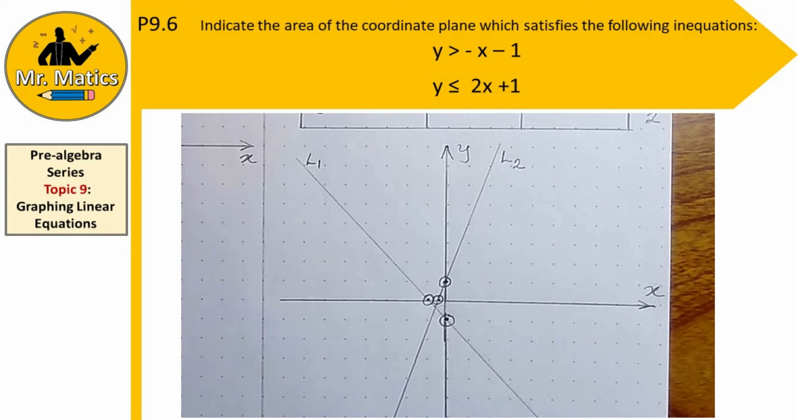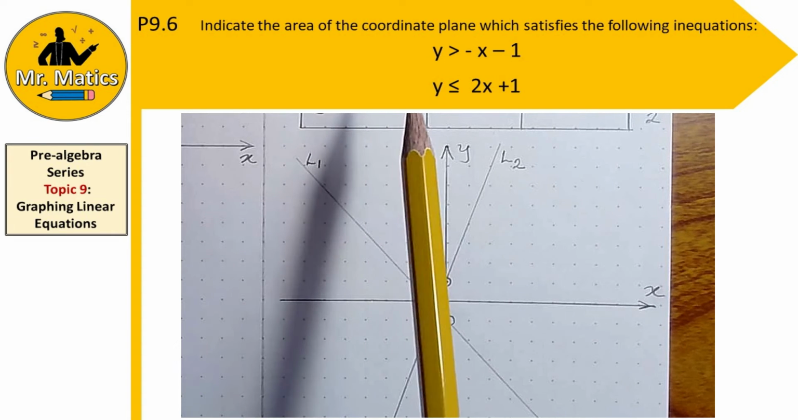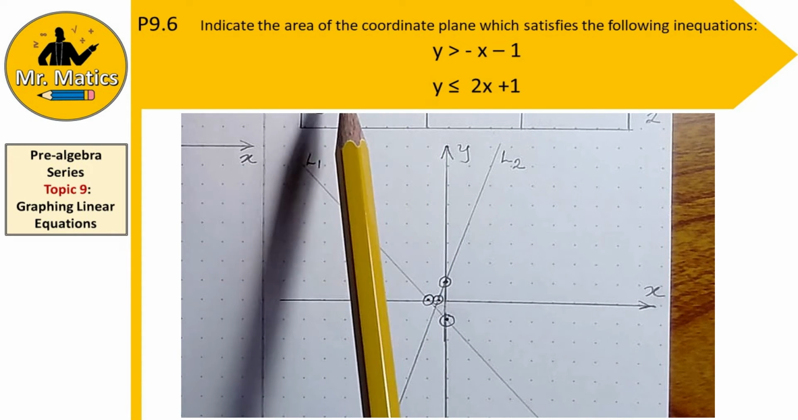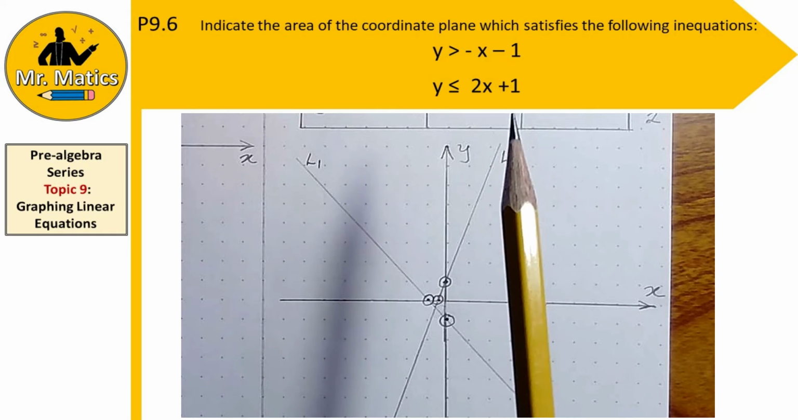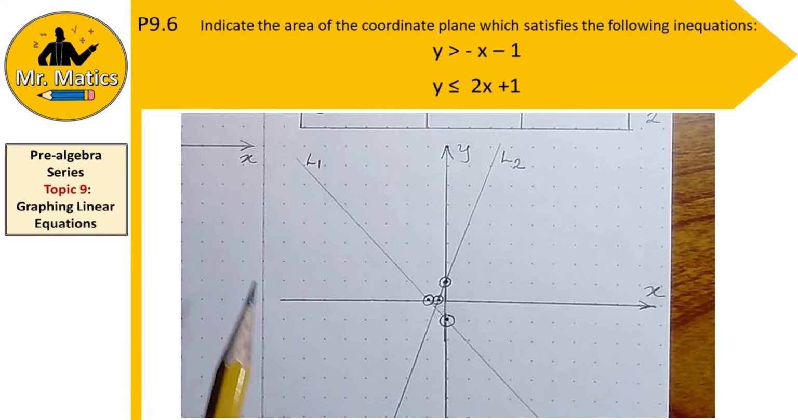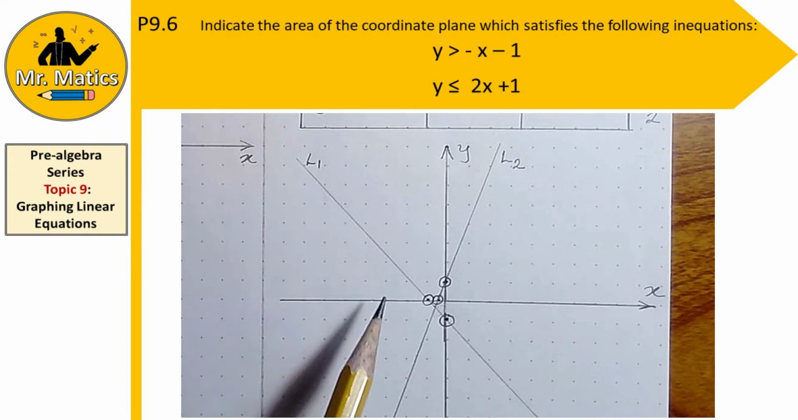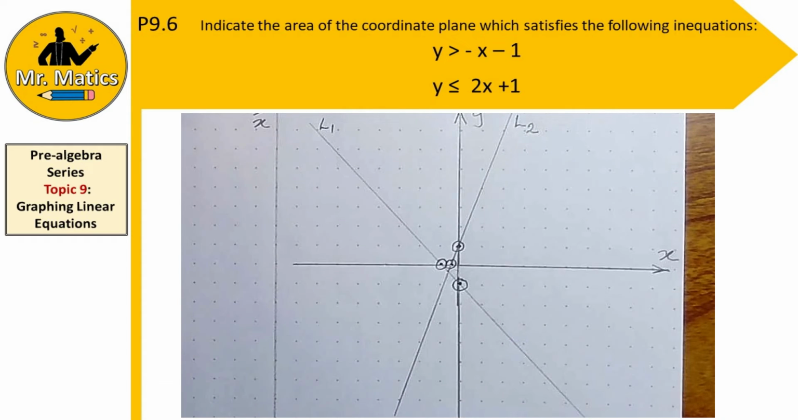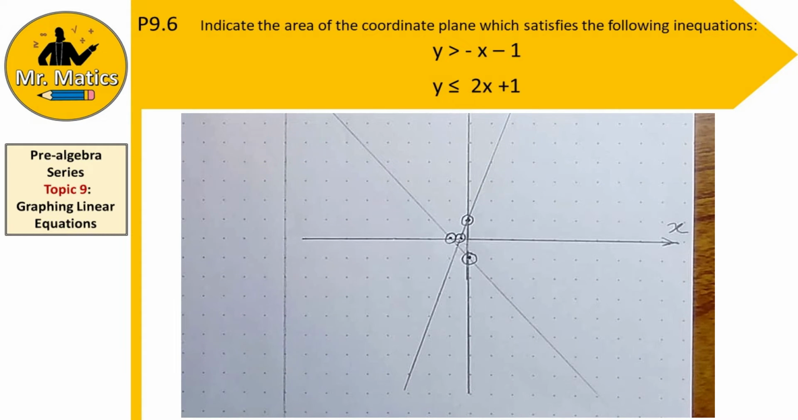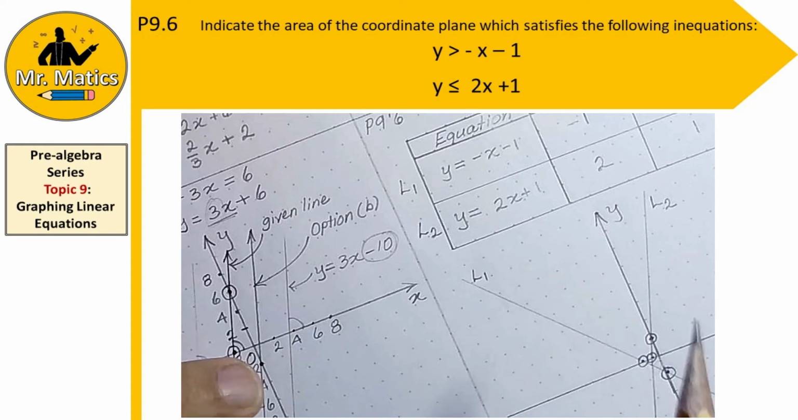Now the question is asking about the inequations. So y is greater than minus x minus 1. So all the points of this line are satisfying y equals minus x minus 1. So you can even write it here.